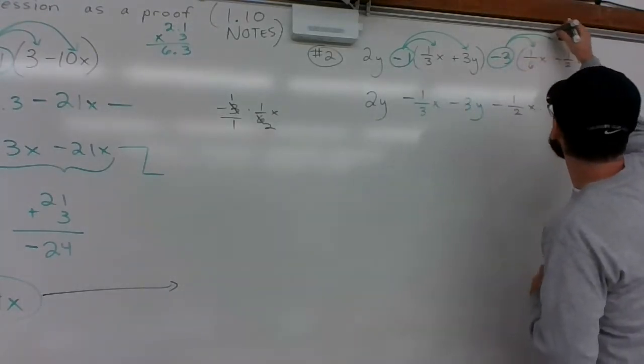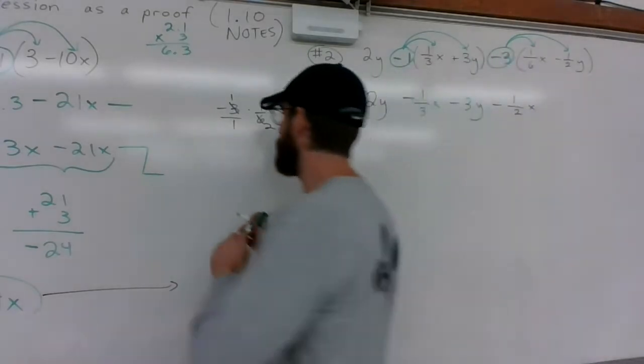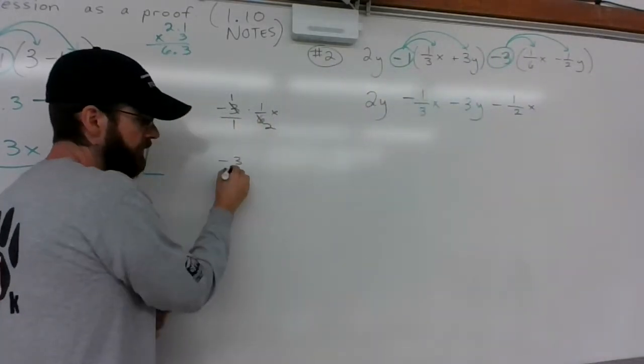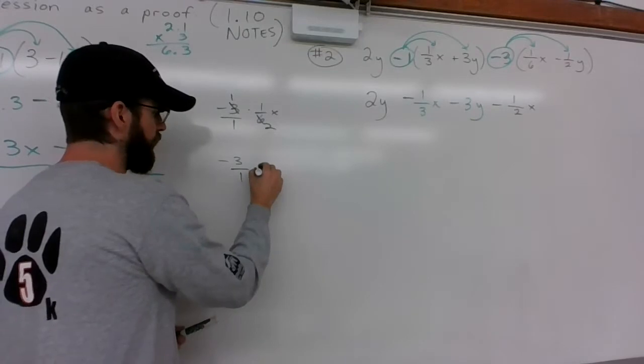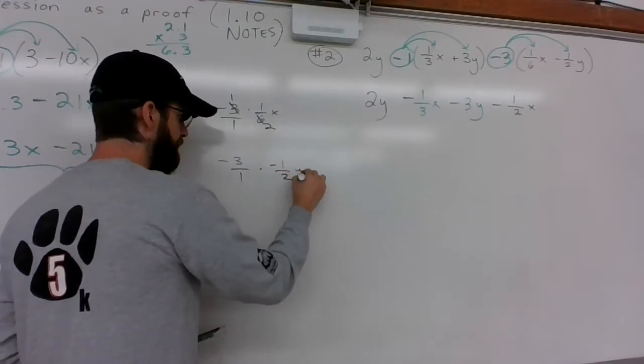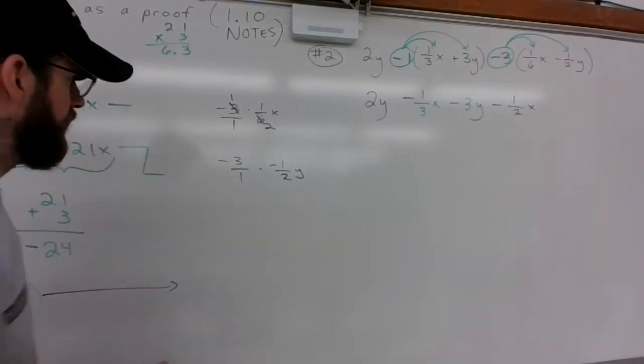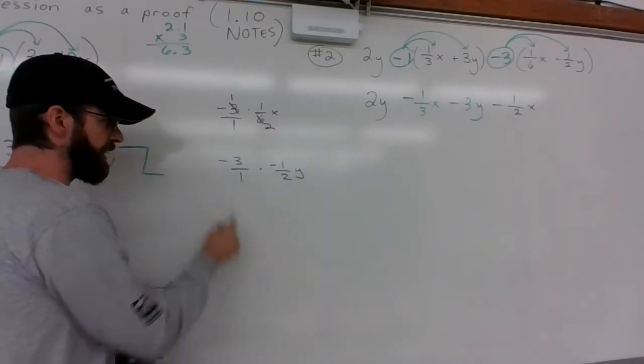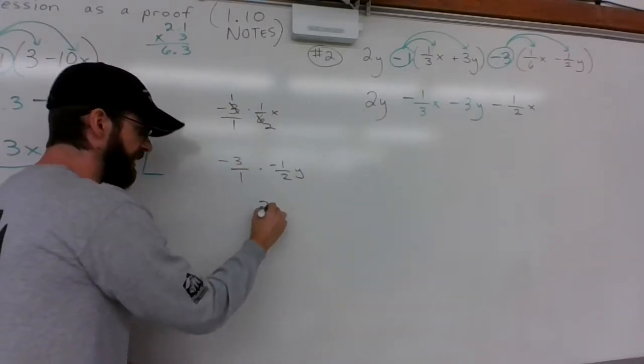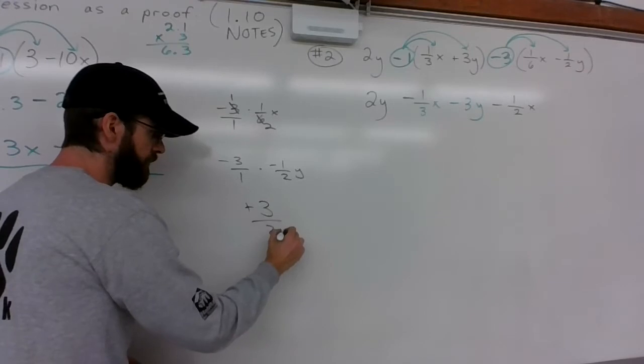So then take negative 3 times negative 1/2. I'm just going to put it over 1 right away. There's a y there. No cross cancellation, but I know a negative times a negative will be a positive 3 over 2y.